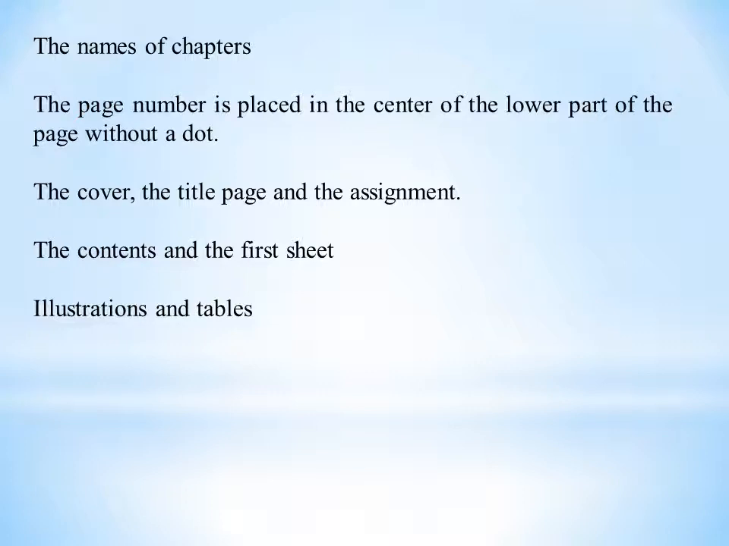The cover, the title page, and the assignment for the thesis are not numbered, but are included in the general page numbering. The contents and the first sheet are not numbered, but they are also included in the general page numbering. Page numbering starts from page 3 and continues through the text. Illustrations and tables located on separate sheets are included in the general numbering of the pages of the Diploma Project.